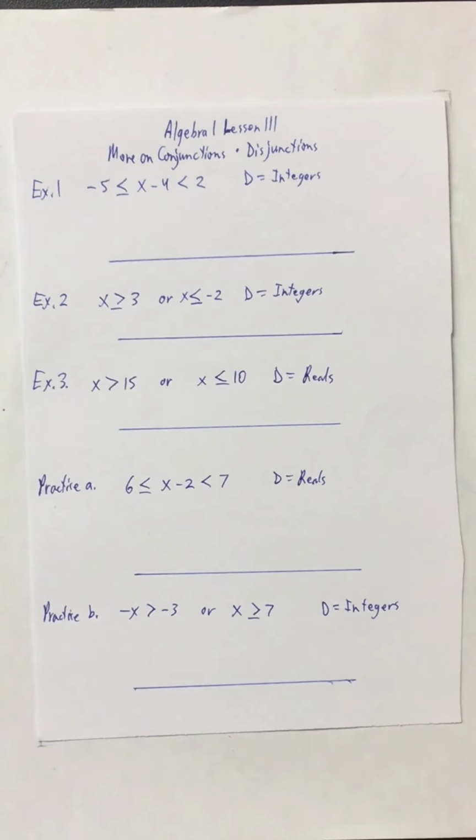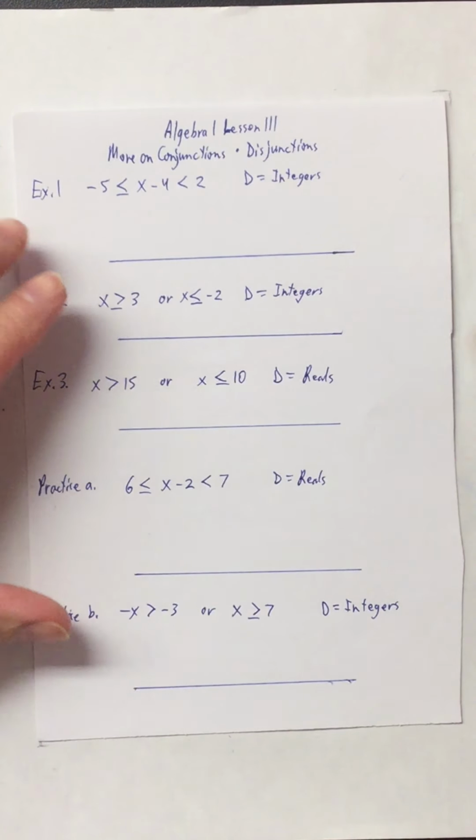On this one here, we're doing some line graphs, and it involves conjunctions and disjunctions. Now, a conjunction is where two things work together. Sometimes they write this as an "and."